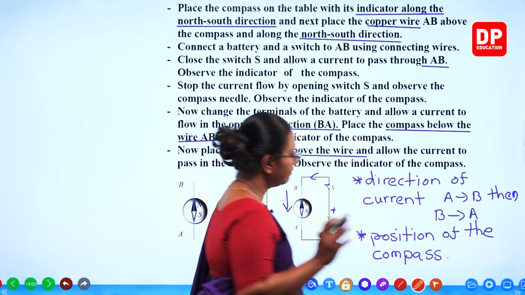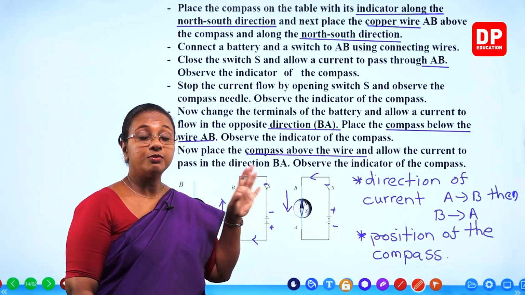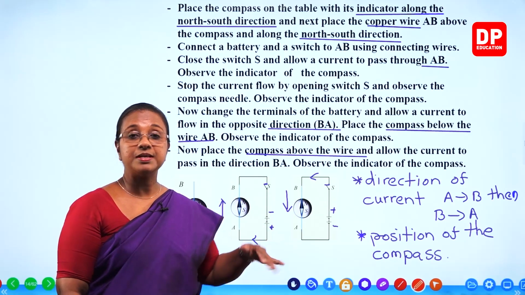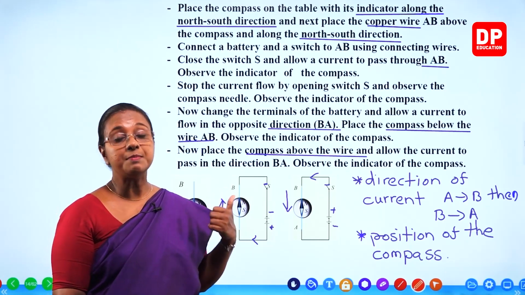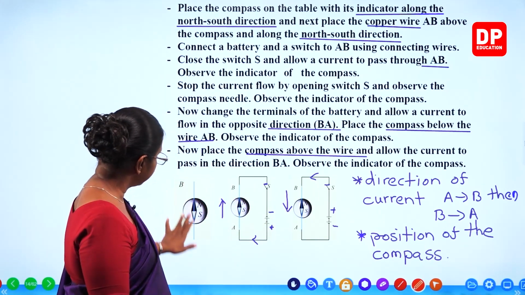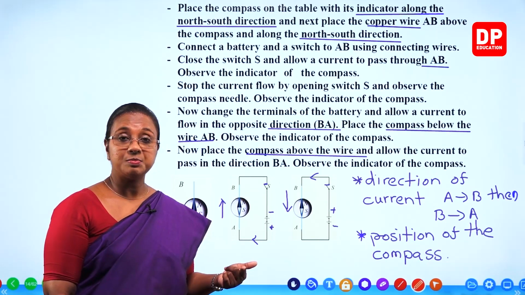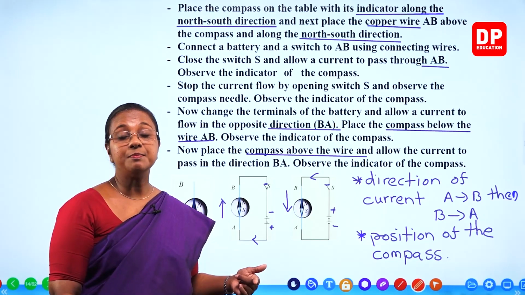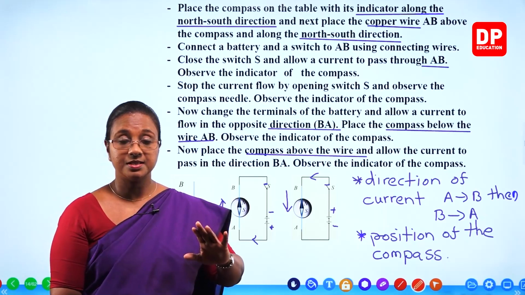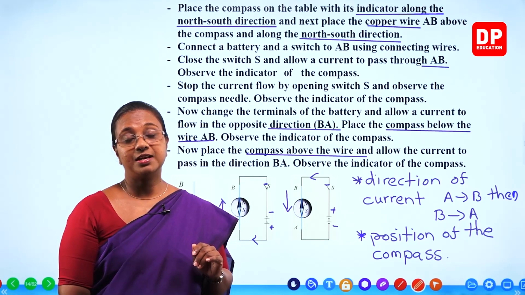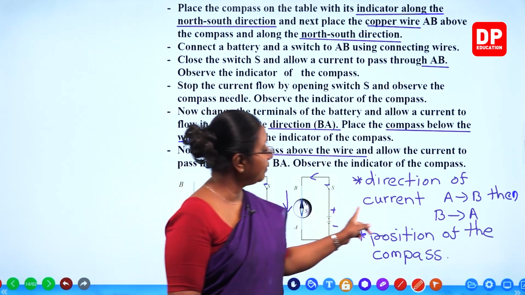So one thing that we are observing is whether there is a deflection. Now if there is a deflection in the compass, from the previous activity you all know there will be a magnetic field. Normally if it is just the conductor there is no magnetic field. But when current is passing through it, if there is a magnetic field generated, there will be a deflection in the compass.